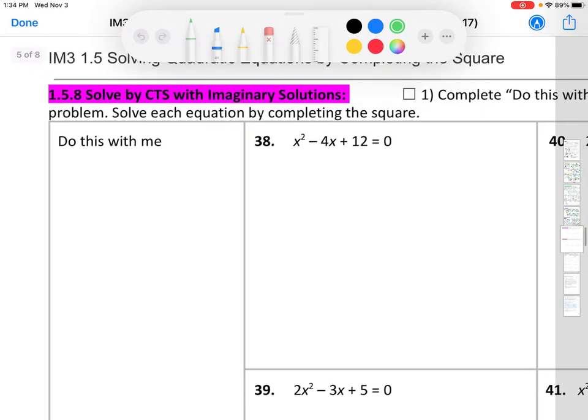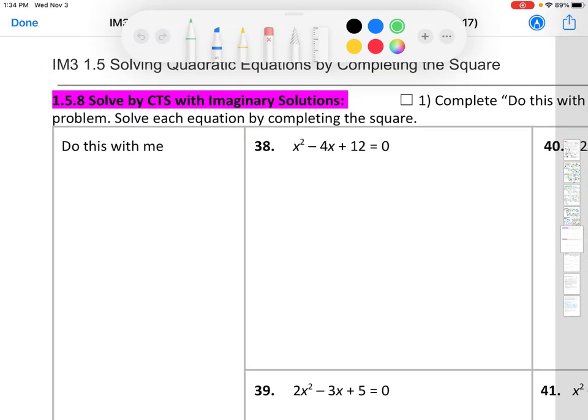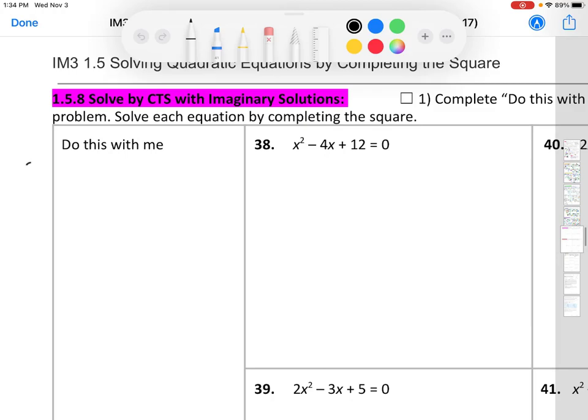Hey guys, let's go over 1.58, solving by completing the square with imaginary solutions. Let's go ahead and do this with me. I've got 3x squared minus 72x plus 465 equals 0.